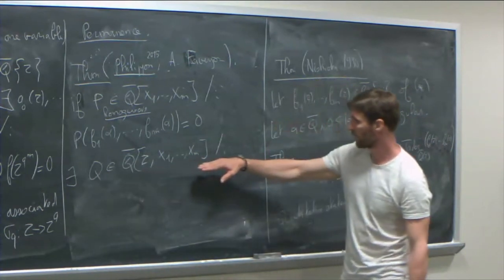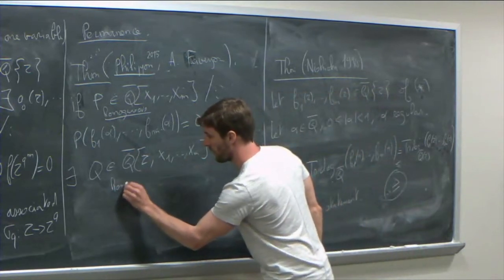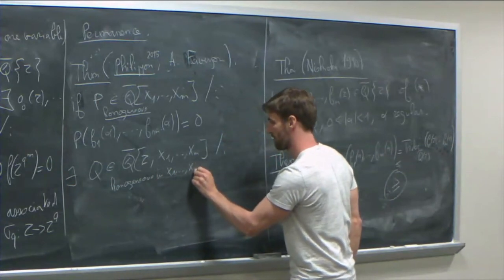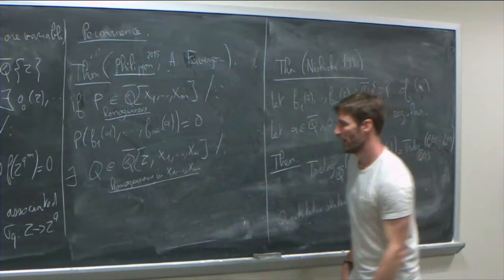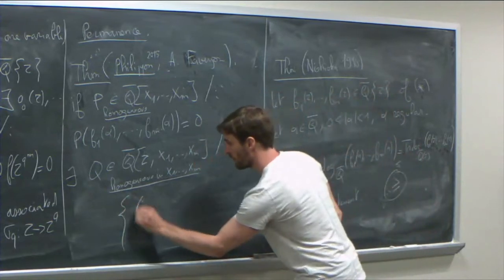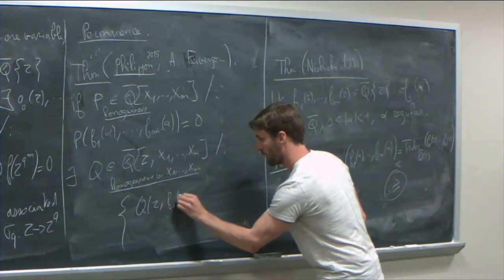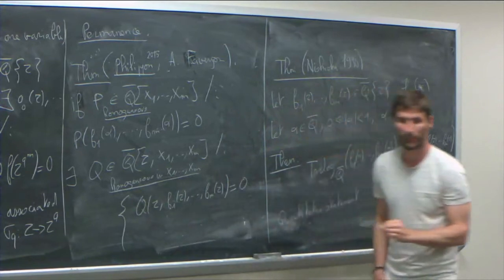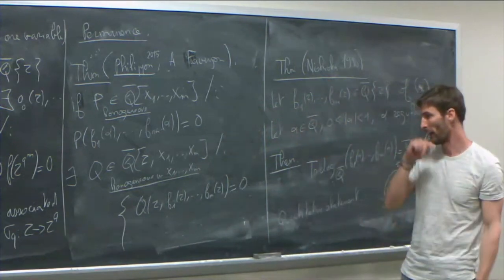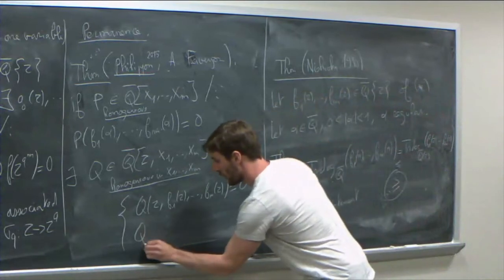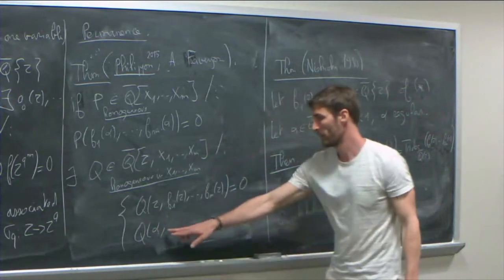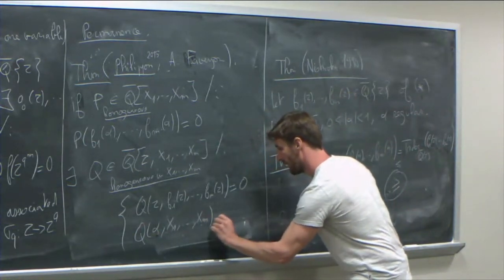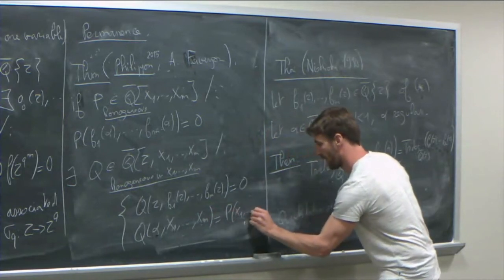Then there exists such a polynomial which is homogeneous in x1, ..., xn, and that satisfies the following two conditions. So Q of z, f1 of z, ..., fm of z is zero. So it provides a relation between the functions. But more than this, if I specialize z equal to alpha and keep the variables here, I get P of x1, ..., xn.